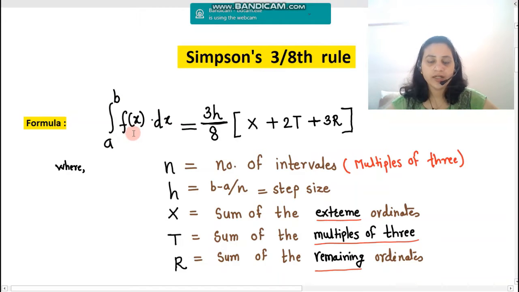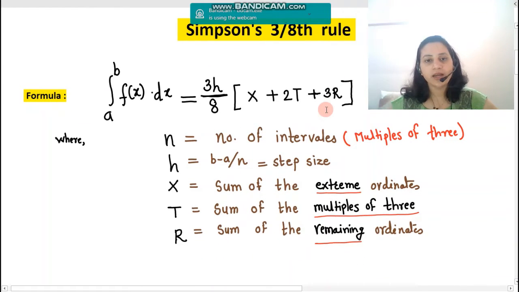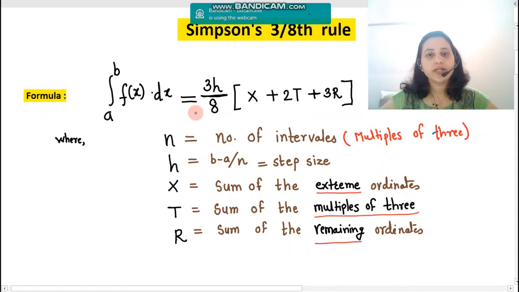of integration. In the integration from a to b f(x) dx, b is the upper limit, a is the lower limit, and f(x) is the function with variable x, and we are going to integrate this function with respect to x. Now the RHS is 3h/8 [X + 2T + 3R]. Now h, X, T and R. Let's see what h, X, T and R are, one by one.